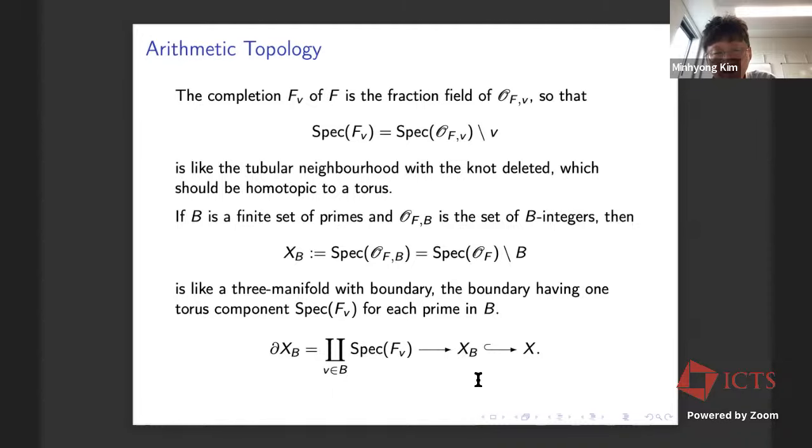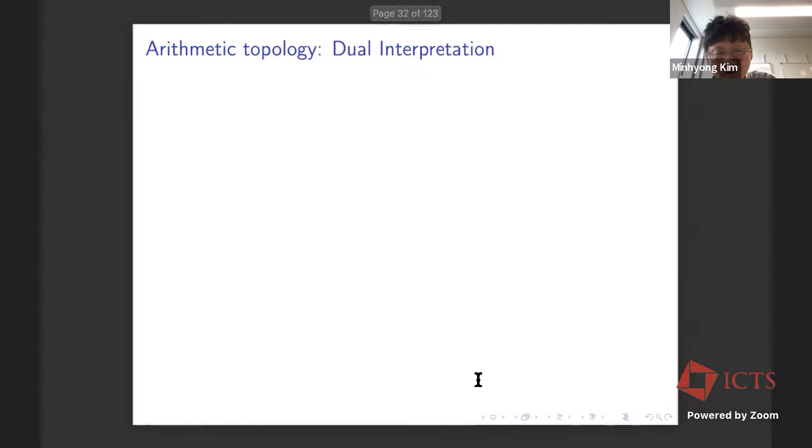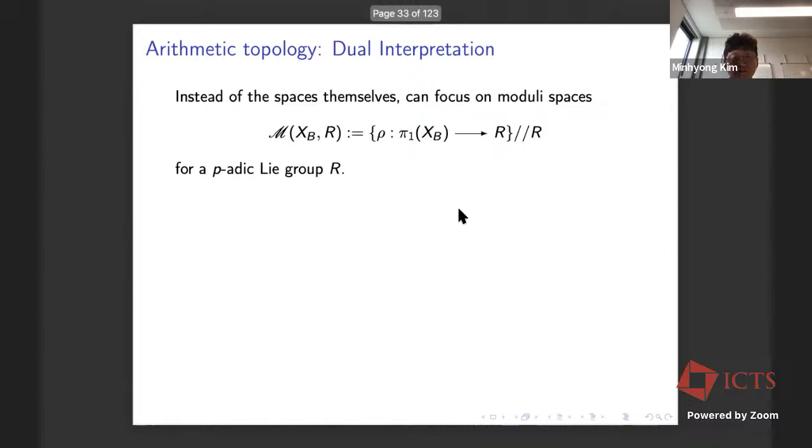Now, for me, I think the really interesting story begins from a dual interpretation. That's just personally. What I found interesting is this dual interpretation. What do I mean by the dual interpretation? Well, if instead of the spaces themselves, like Spec O_F or a three-manifold, I can instead look at spaces of connections, flat connections or representations of the fundamental group.